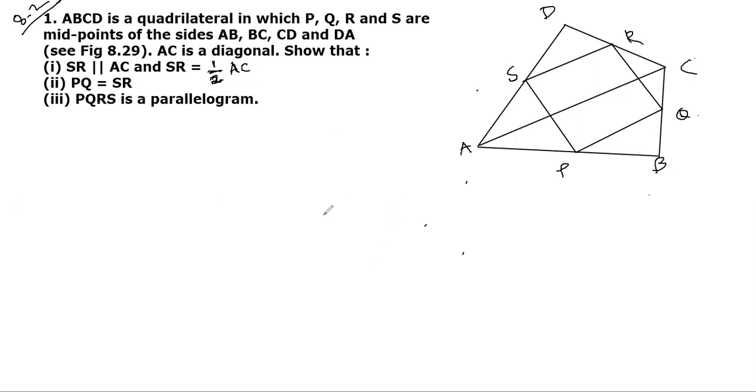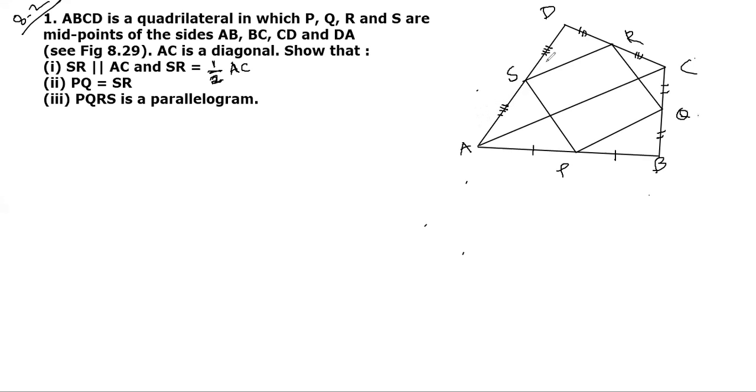So exercise 8.2, number 1. ABCD is a quadrilateral, and P, Q, R, S are the midpoints. AC is the diagonal. Show that SR is parallel to AC and equal to half of it. So you have seen that P is the midpoint of AB, so AP will be equal to PB. Q is the midpoint of BC, so BQ will be equal to CQ, and CR will be equal to DR, and this is the given condition.